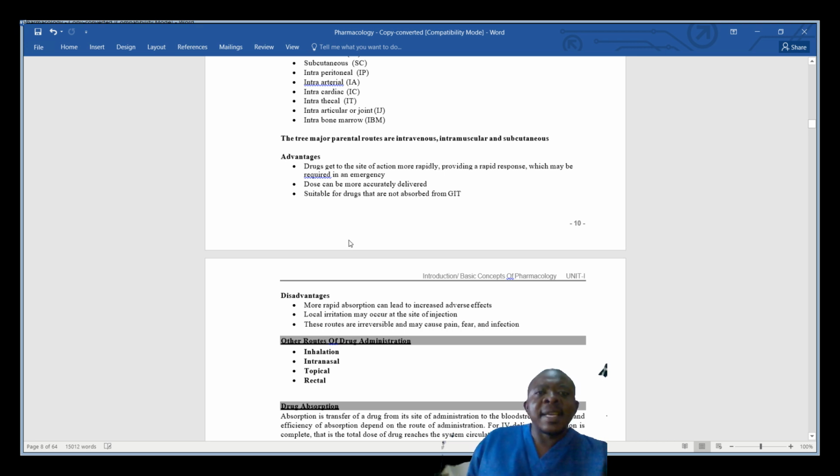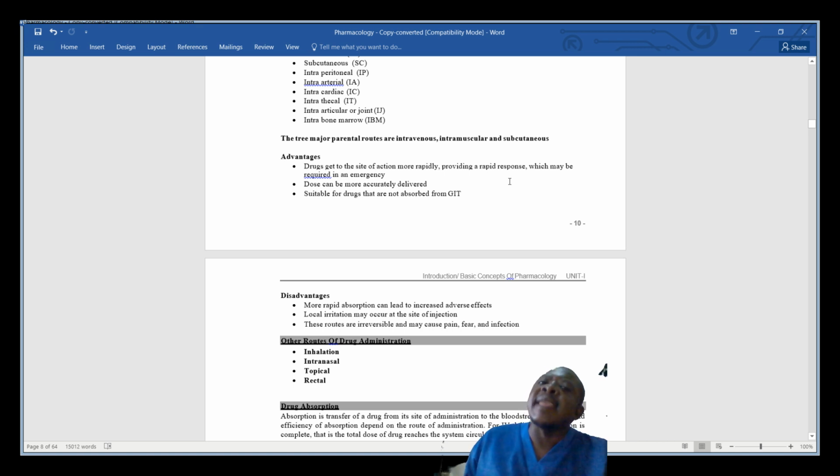So, what are the advantages of parenteral drug administration? Under this, I'm going to discuss three advantages. Under disadvantages, I'll also discuss three. So, let's start with advantages. When you give drugs parenterally, what will be the added advantage? Drugs get to the site of action more rapidly, providing a rapid response which may be required in an emergency.